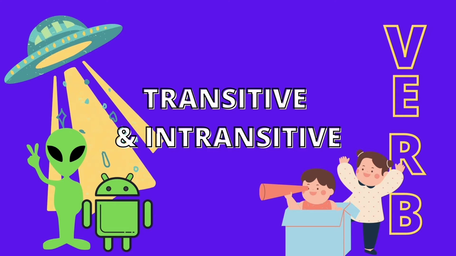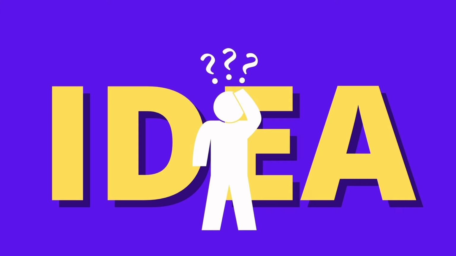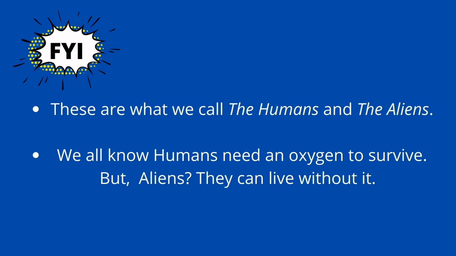Good day everyone! In this video, we will tackle all about transitive and intransitive verbs. So, do you have any idea about this topic? Well, if you aren't familiar yet, here are some trivia for you. For your information, these are what we call the humans and the aliens. And we all know humans need oxygen to survive. But aliens, they can live without it.